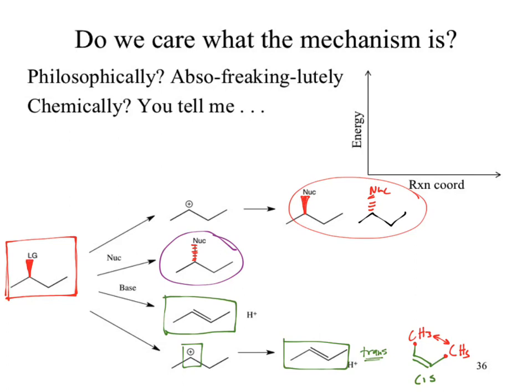I can get cis. It's usually kind of a mixture. It just kind of depends on the energy of your intermediates, or technically of your transition states. But for the most part, we get trans. What happens when we move to the E2?